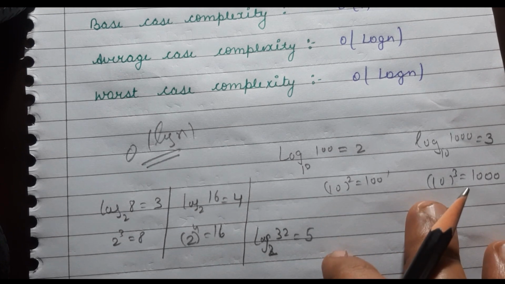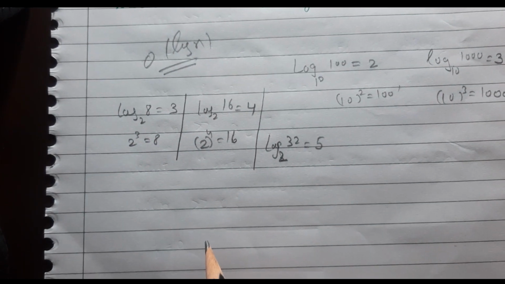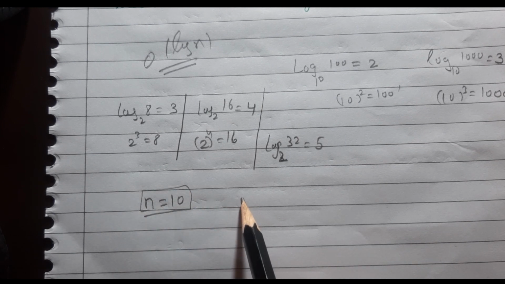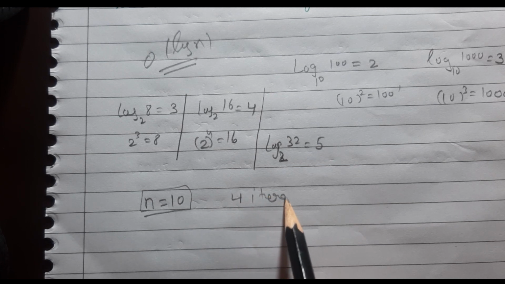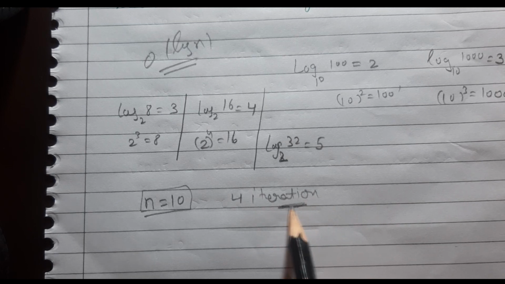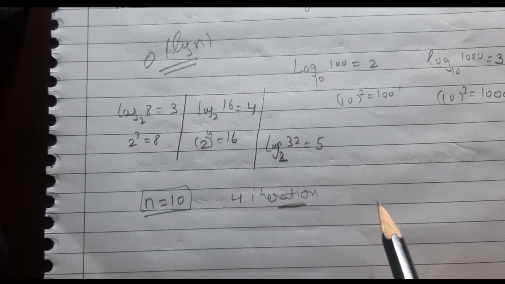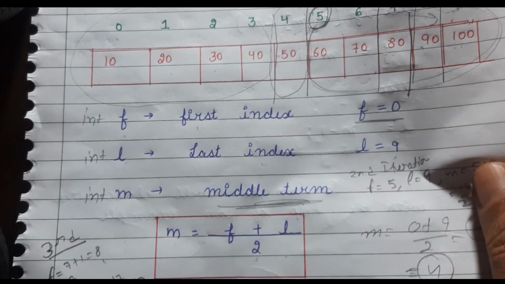So in the example that we discussed in this binary search technique, the value of n is 10. And how many iterations did you perform? If you remember, here we performed 4 iterations. I will show you. Yes, this is the case.